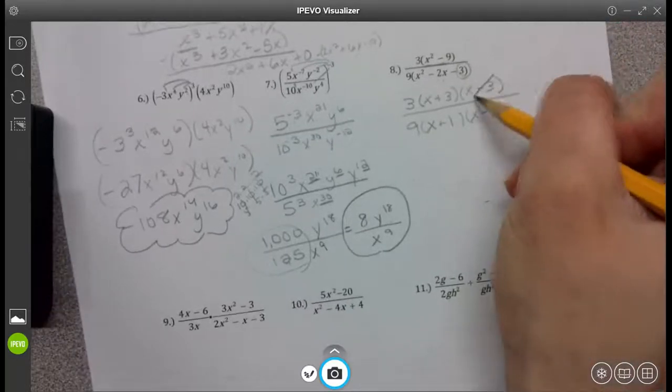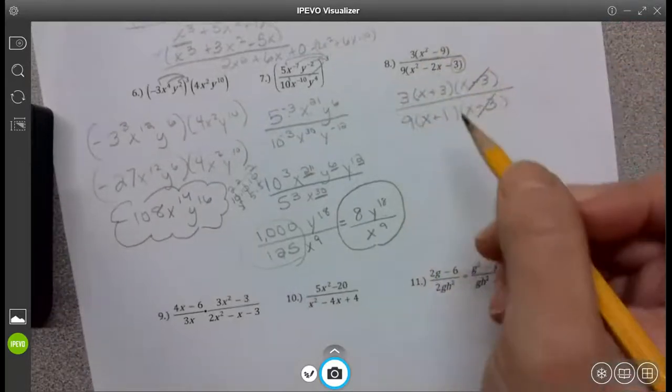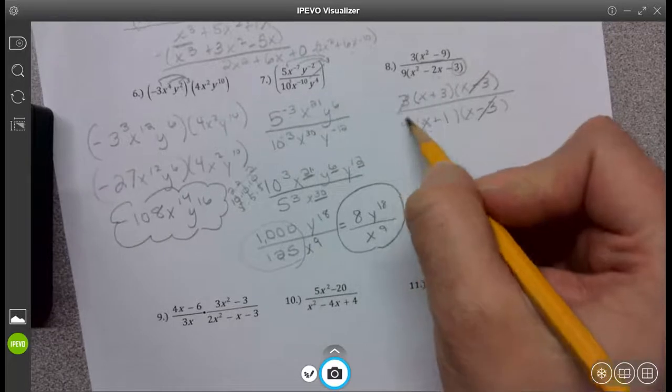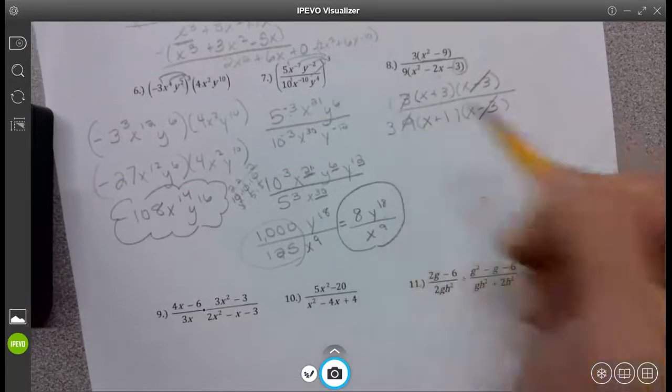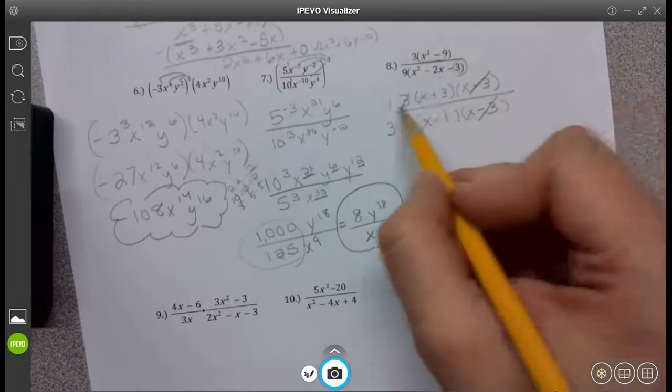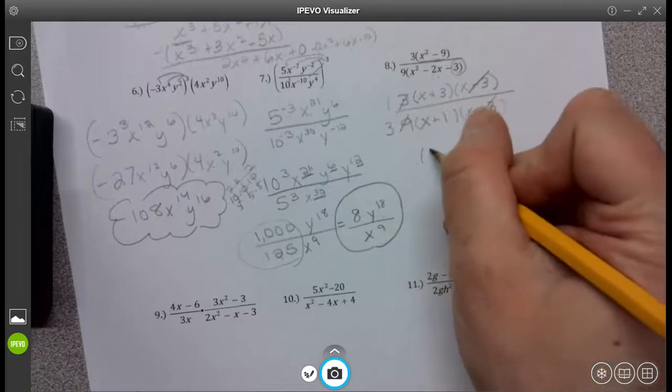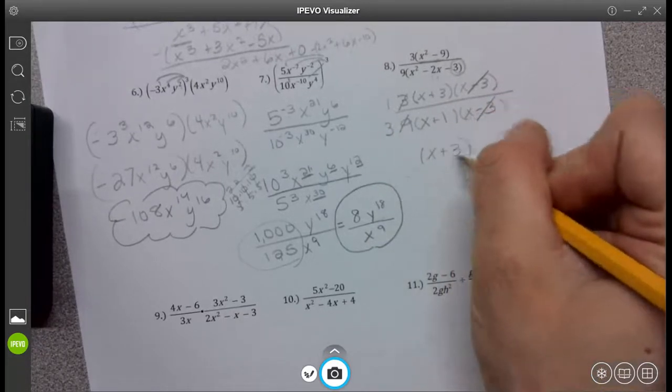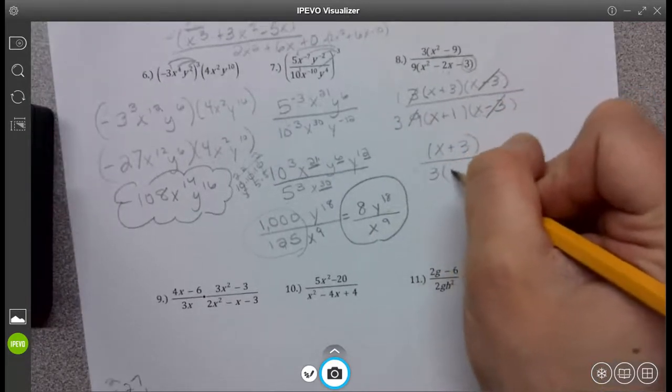All right, what simplifies? And then 3 can go into 9 3 times. So it's down to 1/3. You can write the 1, you don't have to. I would just write x plus 3 all over 3 times the quantity x plus 1.